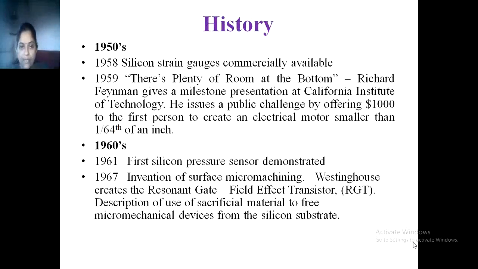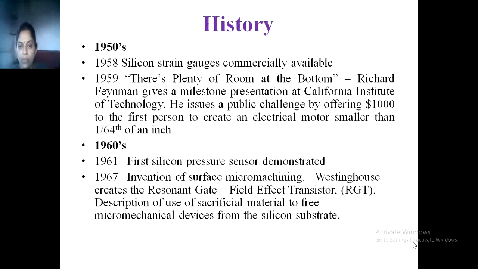Then let us focus on the history of the MEMS. So early in the 1950s, the history of the MEMS started. In 1958, silicon strain gauges became commercially available. Then in 1959, "There's Plenty of Room at the Bottom." Richard Feynman gives a milestone presentation at California Institute of Technology.